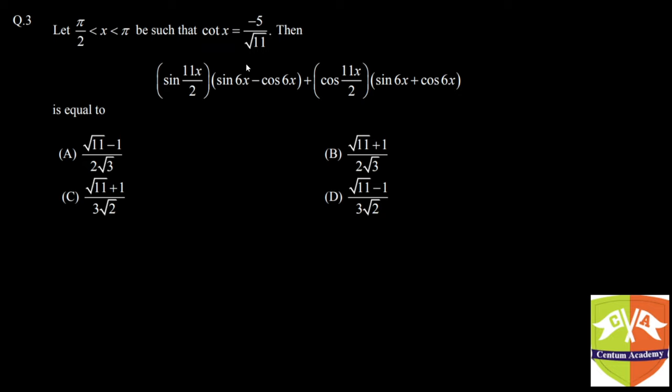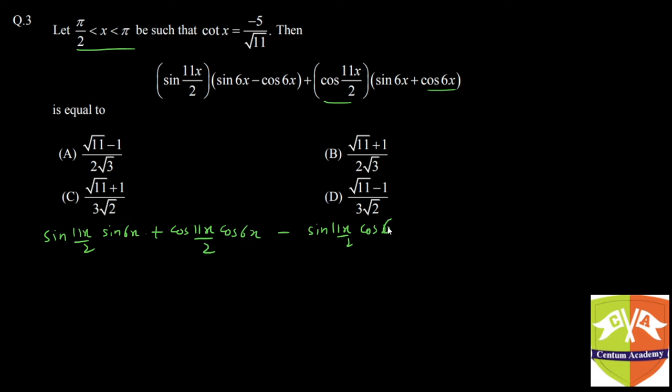Next, we have cot x equals minus 5 by root 11 and x lies in the second quadrant. So in that case, let us first work on these expressions. Let me expand this. This is nothing but sine of 11x by 2, sine of 6x. Now let me pair it up with cos 11x by 2 cos 6x, because this will be the formula of cos of a minus b. Similarly, the remaining terms are minus sine of 11x by 2 cos of 6x, and cos of 11x by 2 sine of 6x.